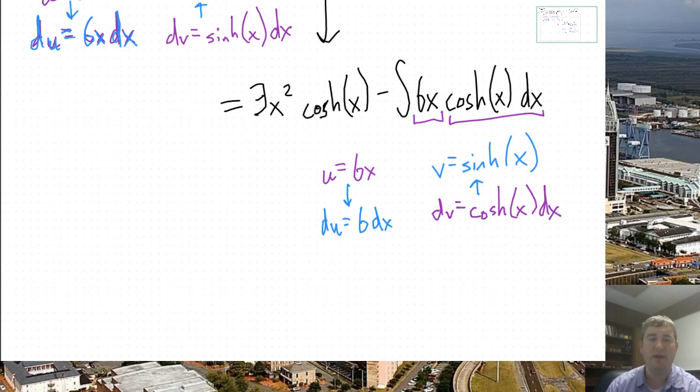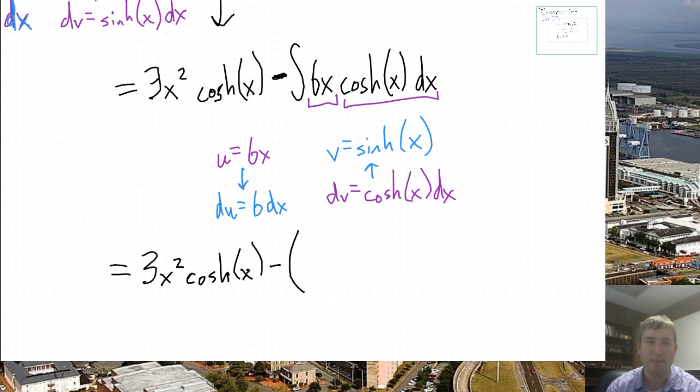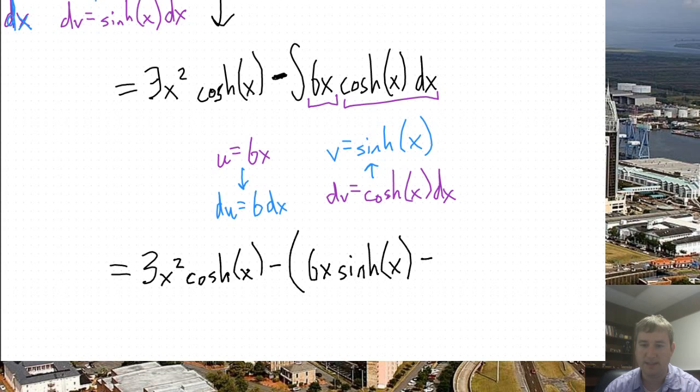And I need to be very careful here because I have that negative. This negative out here means I need to be very careful when I plug into the formula. x squared hyperbolic cosine of x minus, scoot over a little bit, and now let's plug in to the formula, u times v minus the integral of v times du.